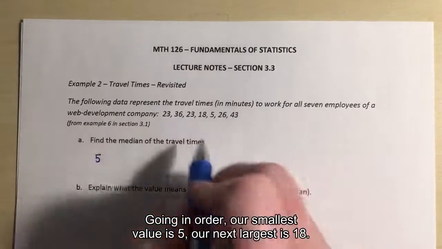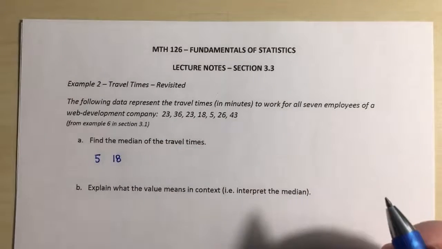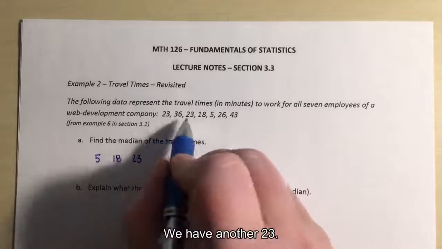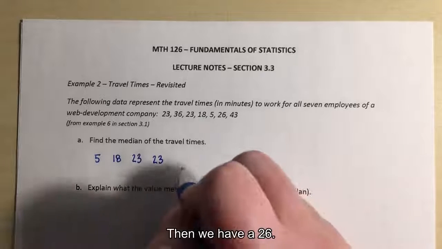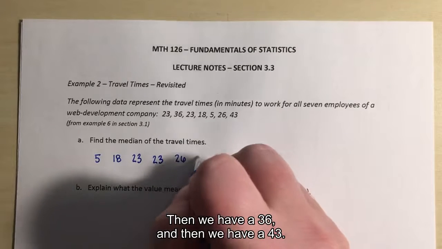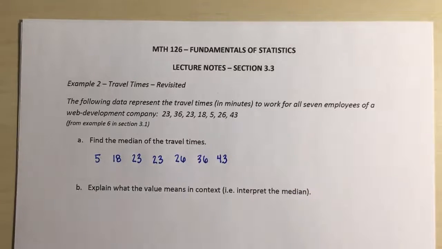Our next largest is 18. After 18, we have 23. We have another 23. Then we have a 26. Then we have a 36. And then we have a 43.